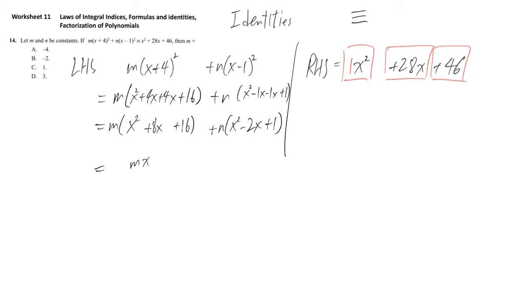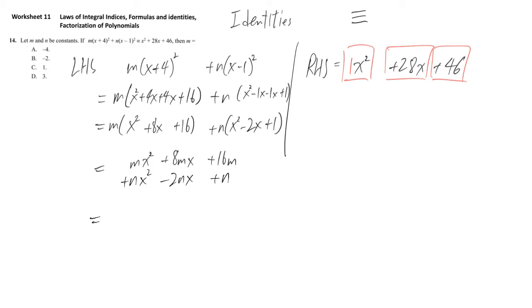First bracket: mx squared plus 8mx plus 16m. Every term we are going to times m. Here, every term we are going to times n. And one more thing, I try to write it in the second row. So, plus nx squared minus 2nx plus n here.